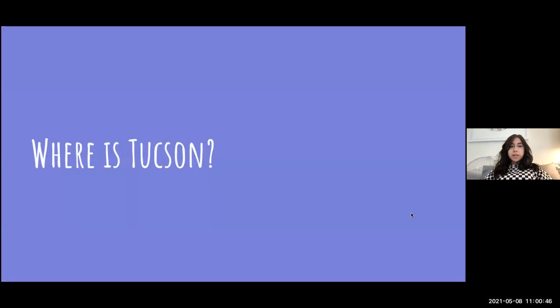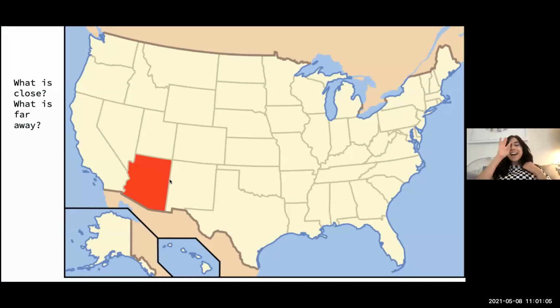And so we went on to where is Tucson? You might think that's an easy question to ask a fourth grader, but when they don't necessarily have a geography background, it's kind of complicated. So we had to really go back, right? And go into this is the US, this is Arizona, highlighted for them, and really talking about what is close to us and what is far away.